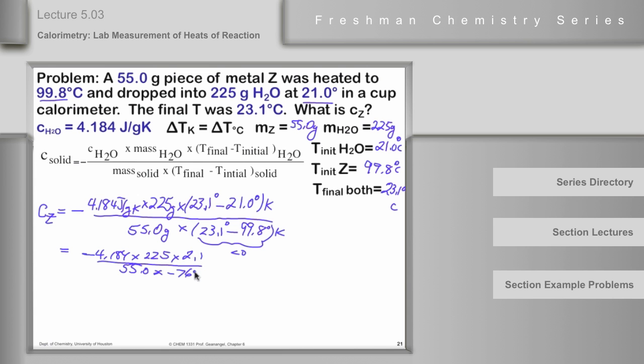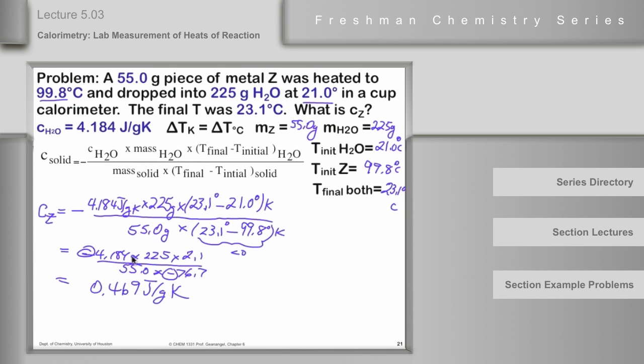Okay? Specific heat capacity has units of joules per gram Kelvin. Questions on this calculation? So this is how you can determine the specific heat capacity and then maybe the identity of an unknown piece of metal or other substance of some kind.